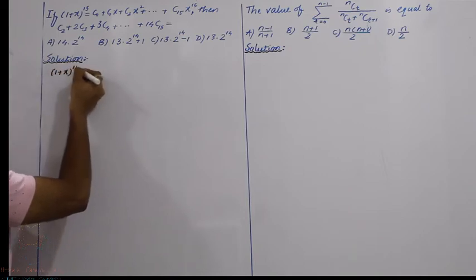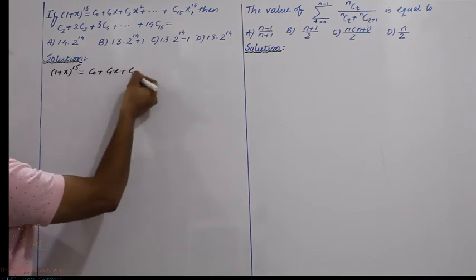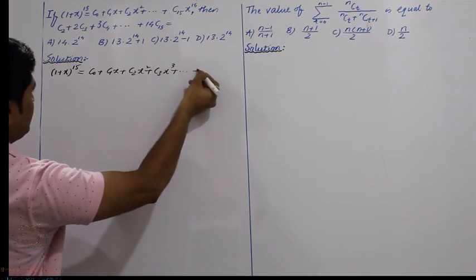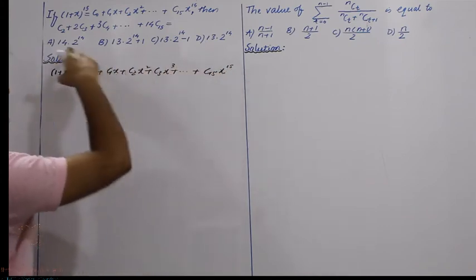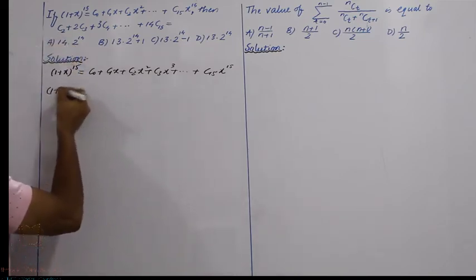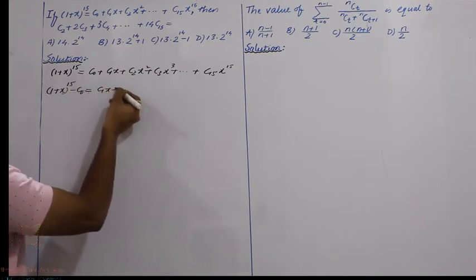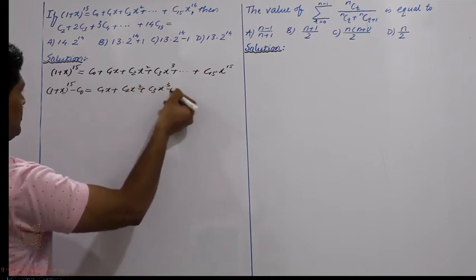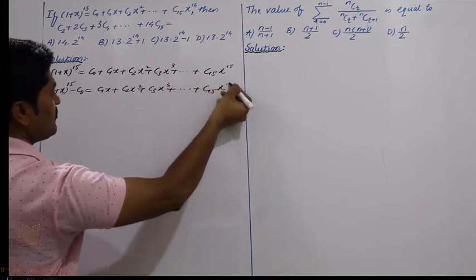This is (1 + x)^15, which is given to be C0 + C1x + C2x^2 + C3x^3 + ... + C15 x^15. And we don't want the term of C0 here, so get this term on the left-hand side. So this will become (1 + x)^15 - C0, which is equal to C1x + C2x^2 + C3x^3 + ... + C15 x^15.